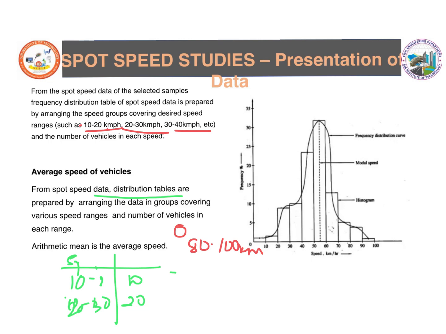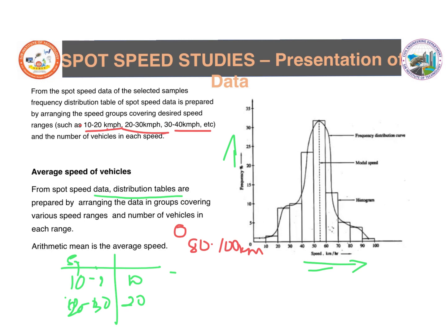Once the frequency distribution table is completed, the data in the table is transferred into a graph, which we call the frequency distribution graph. How do you plot the graph? In the graph, you take the speed value on the x-axis, in terms of kilometers per hour, and the percentage frequency on the y-axis.